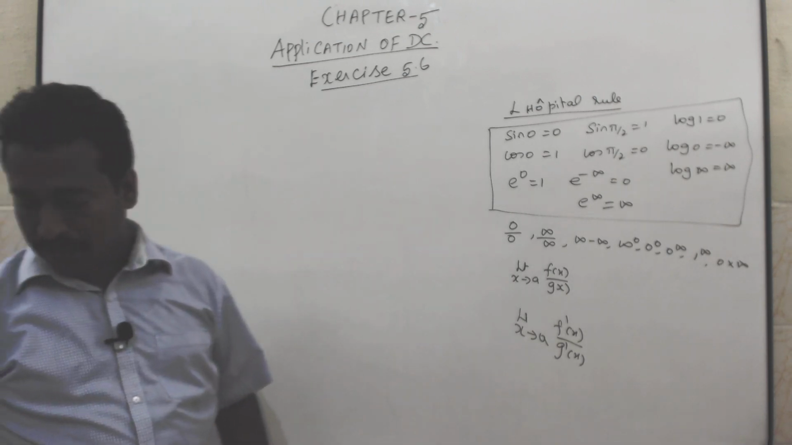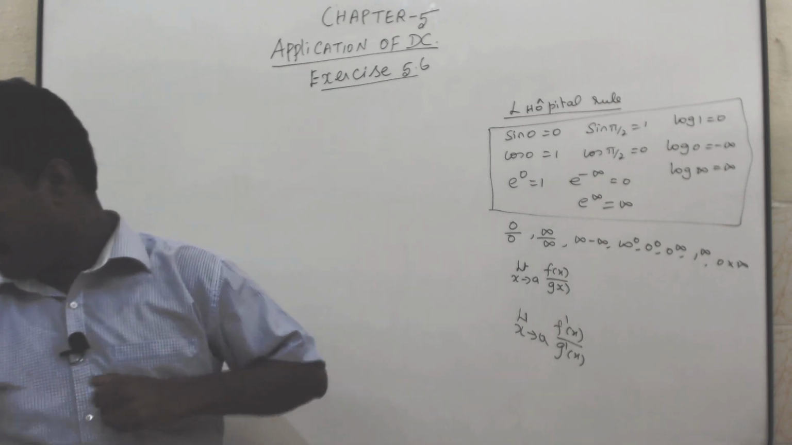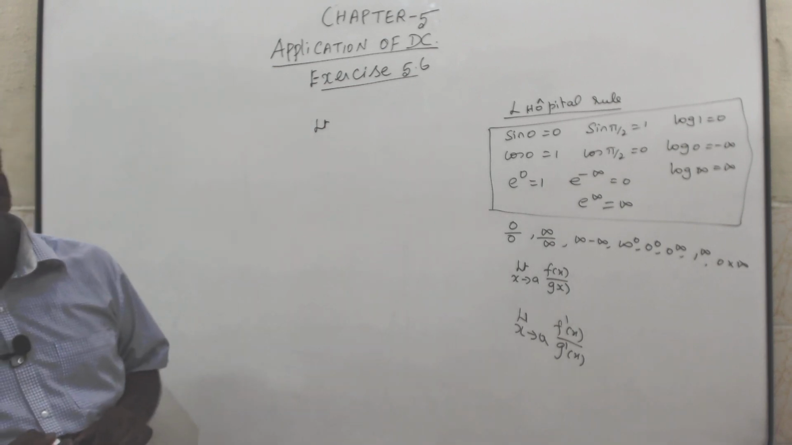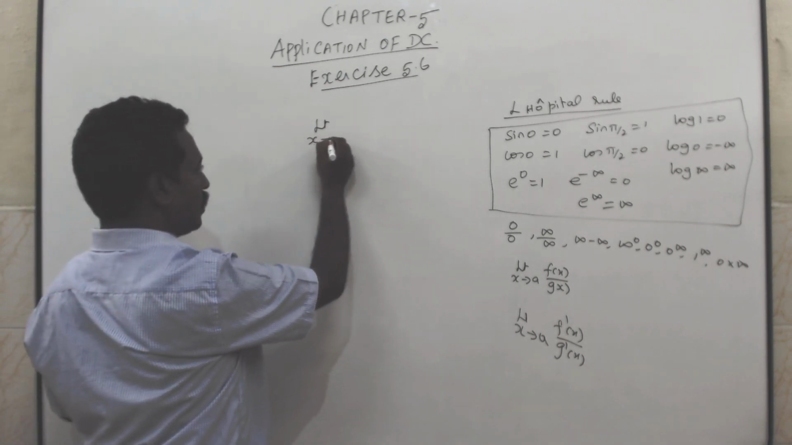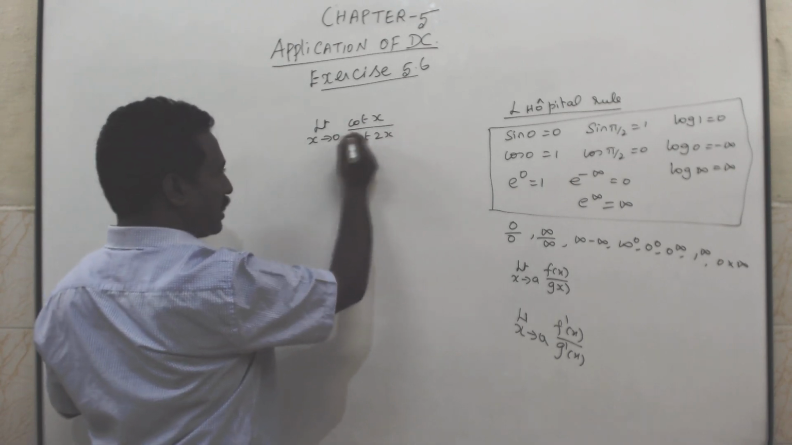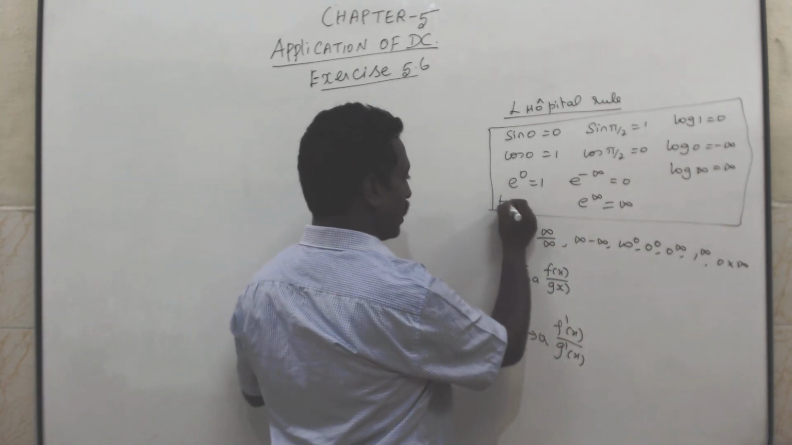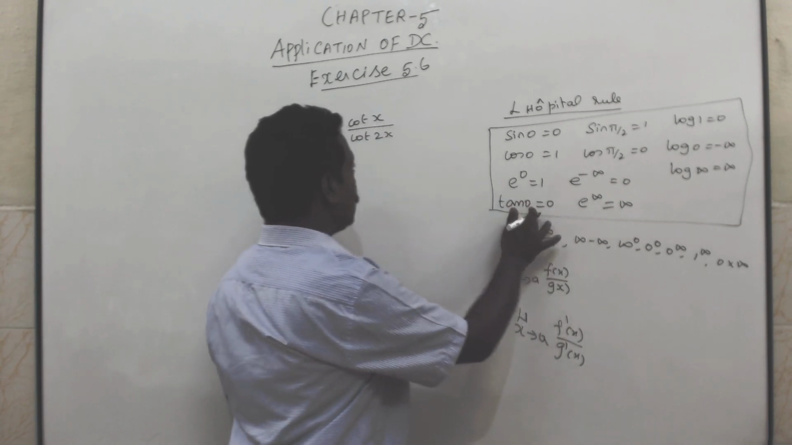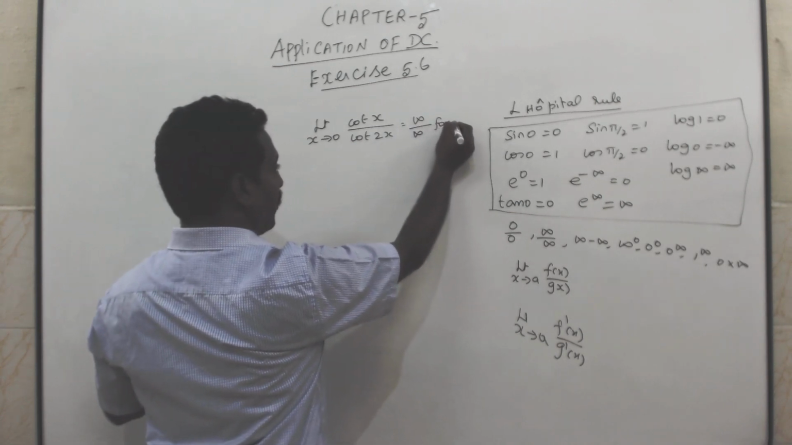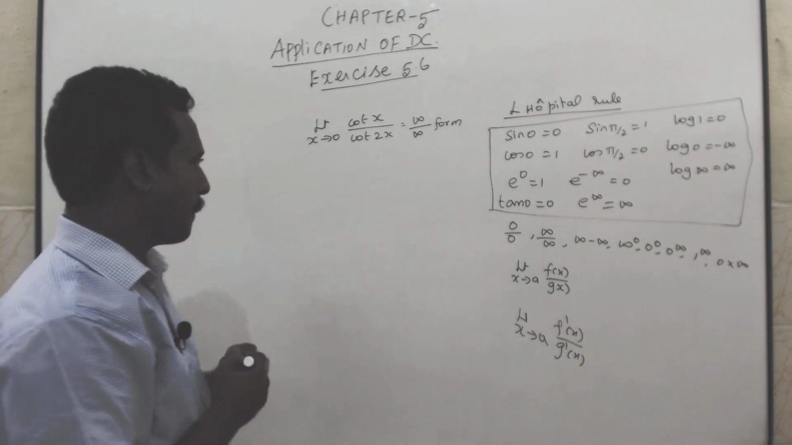The next problem, limit x tends to 0, cot x by cot 2x. When we substitute x equal to 0, cot 0 means tan 0 reciprocal. What is tan 0? Tan 0 is 0. Zero's reciprocal is infinity. Infinity by infinity form. If it is cot, solving the problem is difficult. That's why convert cot as tan.